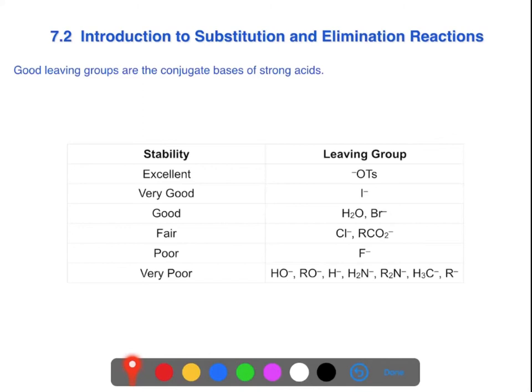If you have any questions about some of the general aspects of substitution and elimination reactions, or what makes a leaving group a good or poor leaving group, by all means, send me an email and we can set up a Zoom appointment if necessary. In the coming videos, we're going to look at substitution and elimination reactions in greater detail. Thank you.